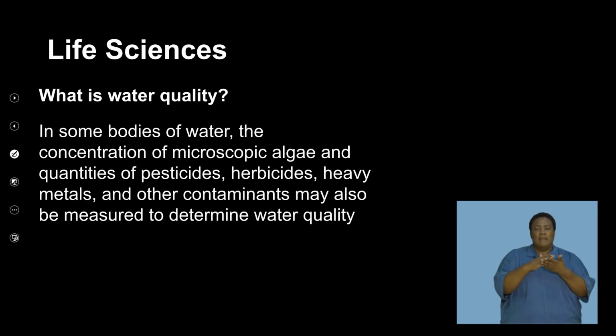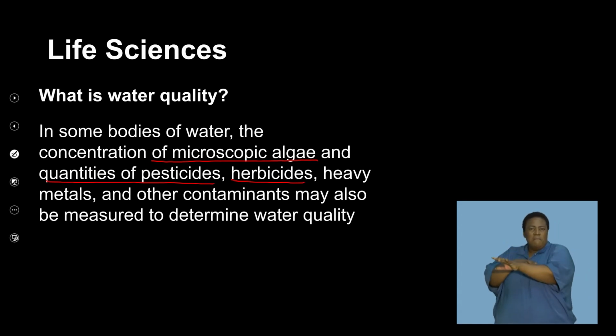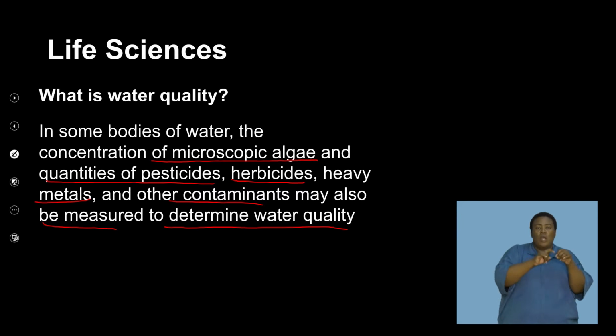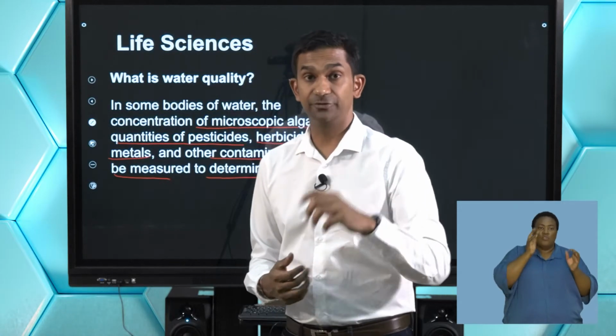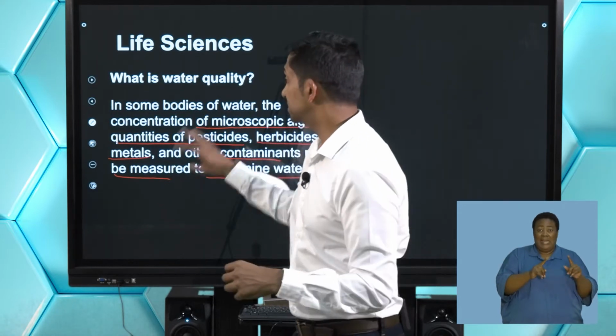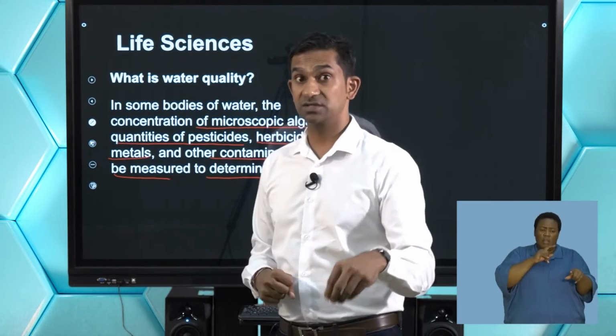Okay, so in some bodies of water you'll find that there's a concentration of microscopic algae, the quantities of pesticides and herbicides that have run off from farms, heavy metals from factories, and other contaminants may also be measured, which determine the quality of water. So the quality of water is not necessarily whether it's consumable for humans, but also, is it conducive for other living organisms to live in?